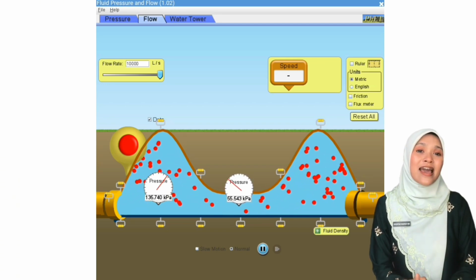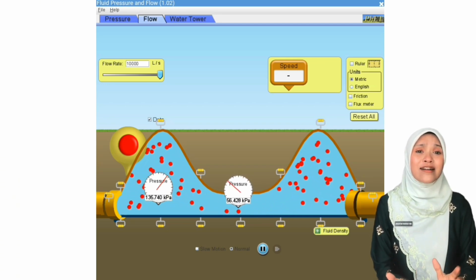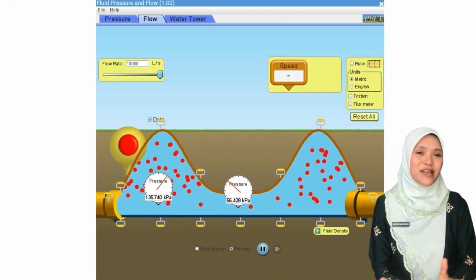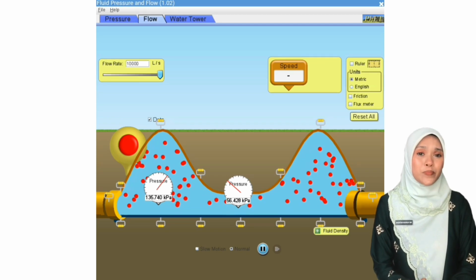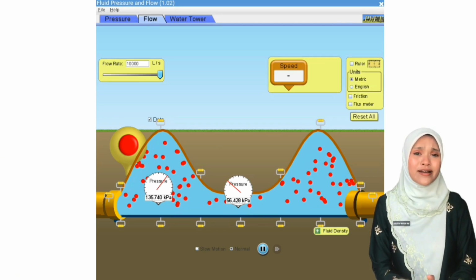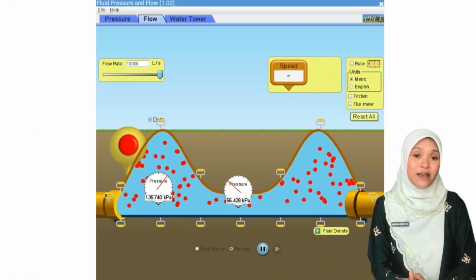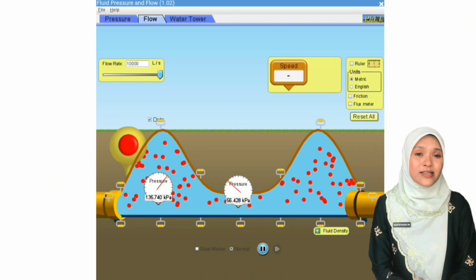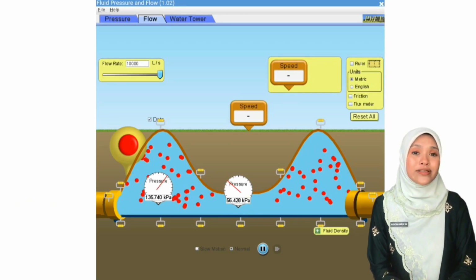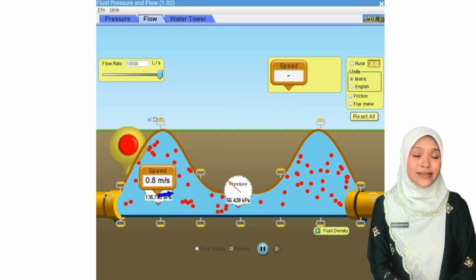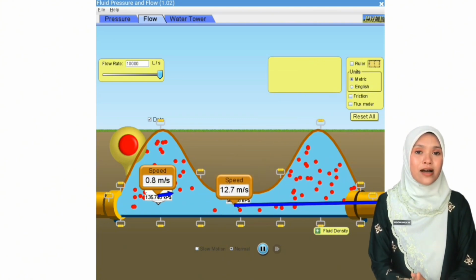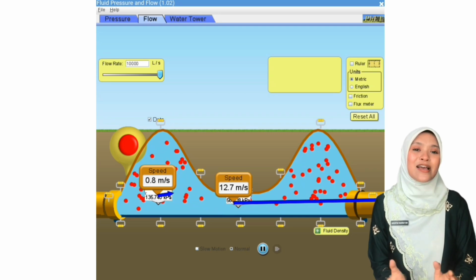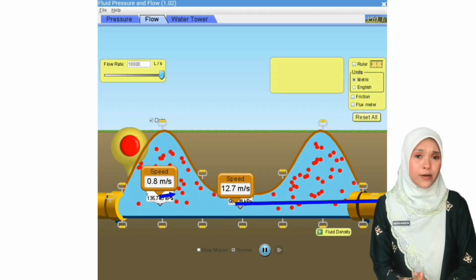As you can see there, when the red dot enters the larger area, the red dot moves much slower compared to the narrow area. So, the pressure at the larger area is 135.740 kilopascal, while at the narrow area it is 56.428 kilopascal, with the speed of 0.8 meters per second, the same as the right area. Meanwhile, for the narrow area it is 12.7 meters per second. So, it proves that the Bernoulli principle is true.